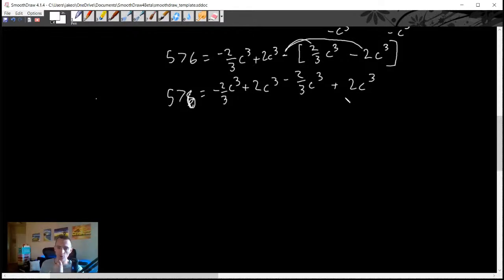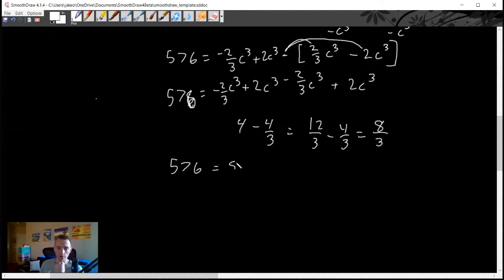We have a 2 plus a 2, so that gives us 4. Minus 2/3 minus 2/3 gives us minus 4/3. So basically, 4 minus 4/3 is our coefficient. If we were to get a like denominator here, we would make this 12/3 minus 4/3. So that gives us 8/3. So basically 576 equals 8/3 c cubed.